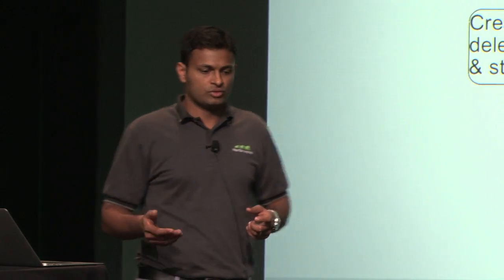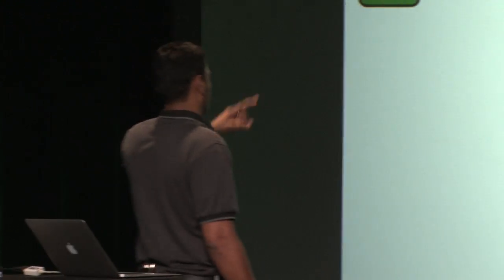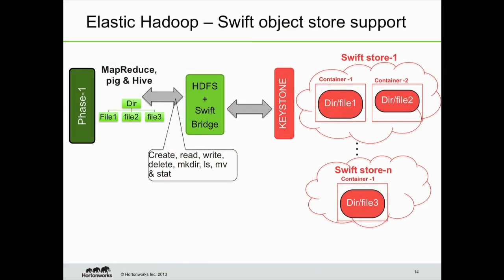The reason that this is possible is the Swift file naming convention supports forward slashes. So if you look in this picture, all that is happening is that directory structure is being collapsed into a file structure. So we have dir/file1 that provides that simulation of actually being a hierarchical directory structure. The other point I want to mention here is we support multiple different Swift stores, not just one, and multiple different containers across these different Swift stores.